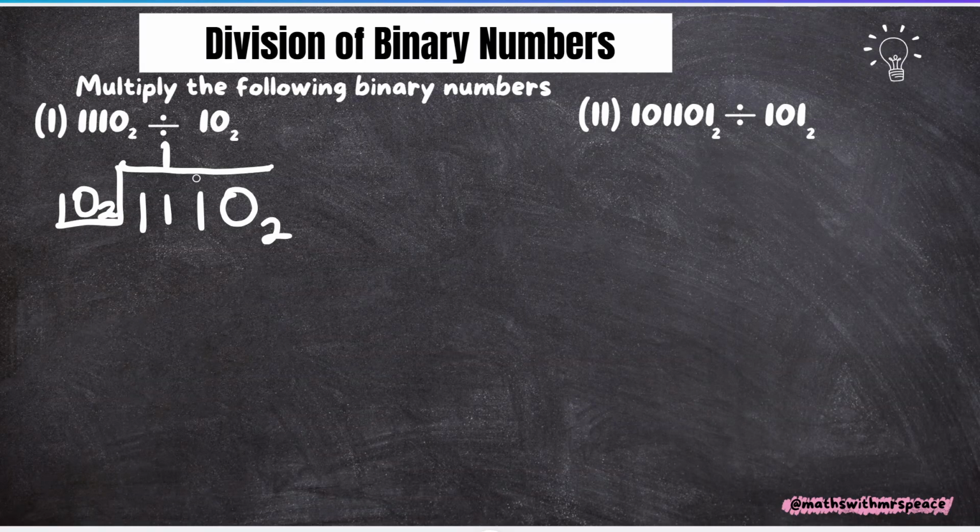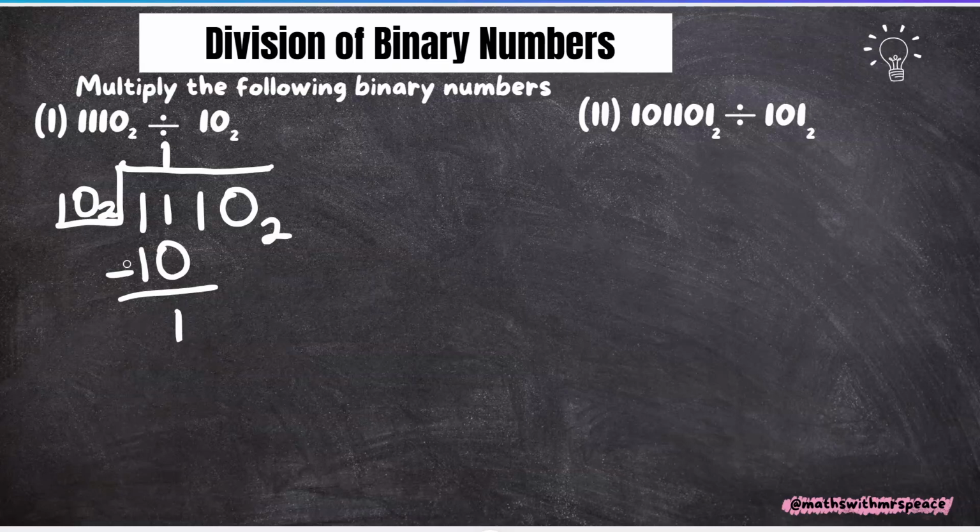So I've divided. Next, we're going to multiply. 1 times 10 will give us 10, and the next step is to subtract. So when I subtract 10 from 11, I'm going to get 1. Please do well to check out our video on subtraction of binary numbers if you don't know how to do that yet. So basically 1 minus 0 will give us 1. 1 minus 1 will give us 0. Since the 0 is insignificant, I'm not going to write that.